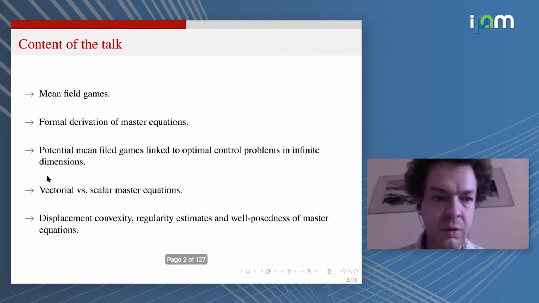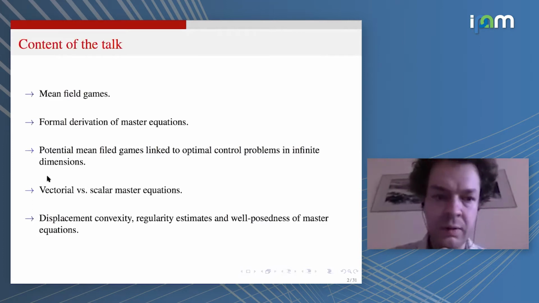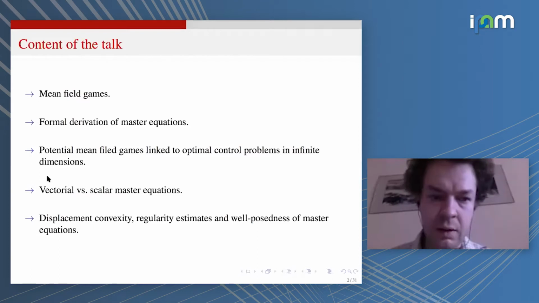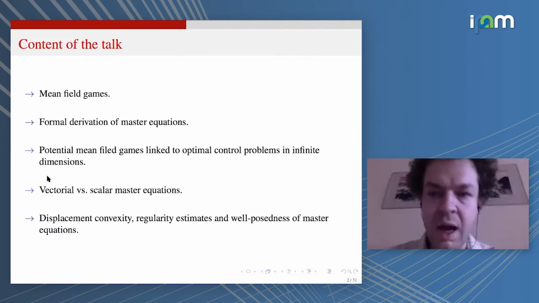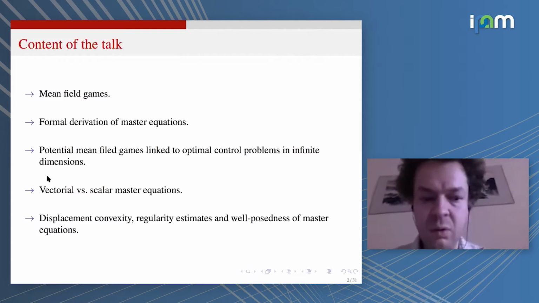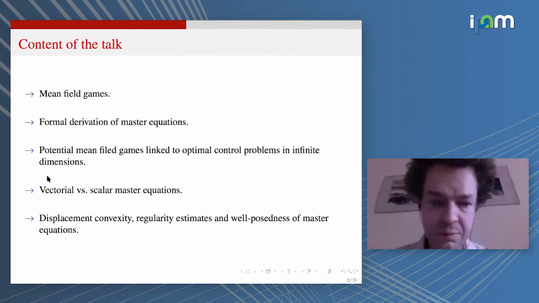So the content of my talk is as follows. Since I'm the first speaker, I would like to recall what mean field games are, and quickly arrive at the derivation of the master equation. I will do all this in the deterministic setting. And I will focus then on so-called potential mean field games, which are linked to optimal control problems in infinite dimensions. I would like to highlight during the talk some differences between the so-called vectorial and scalar master equations.